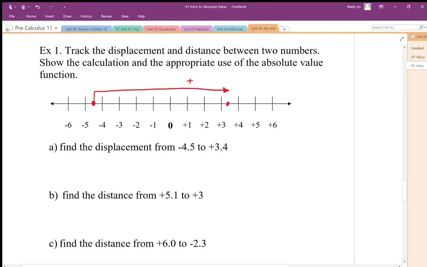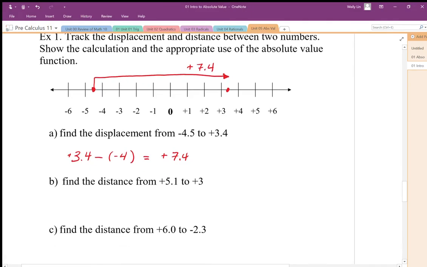So if I want to find the displacement, the calculation looks like this. It's going to be the end minus the starting position. Okay, remember the positions are to do with the positives and negatives. And so we're going to end up with a positive 7.4. Okay, so it's moved to the right, 7.4. Yeah, my picture indicates that that is correct.